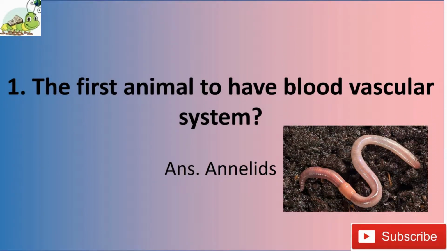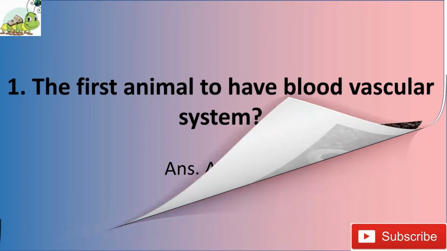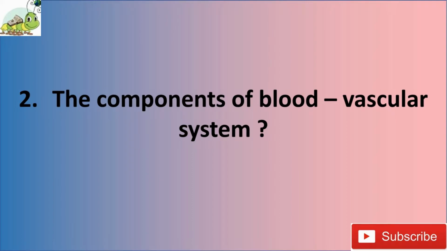Point number 1. The first animal to have blood vascular system, that is annelids. Point number 2. The components of blood vascular system, that is the heart, blood vessels, arteries, veins and capillaries, and blood.